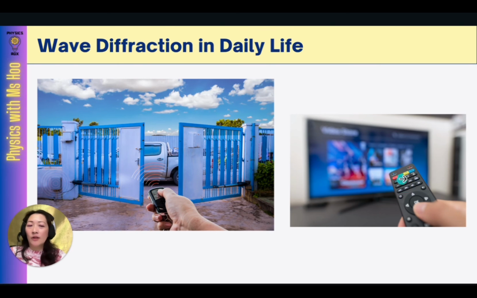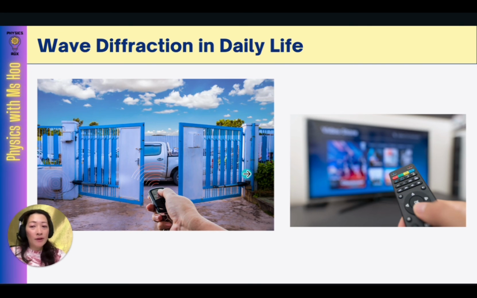For television, you'll notice that if you're trying to switch on and off or change the controls on the television, you need to point the remote control directly towards the receiver on the television. So these kind of waves tend to be of higher frequency. We usually use infrared waves.